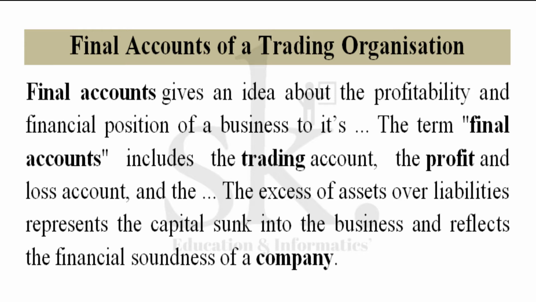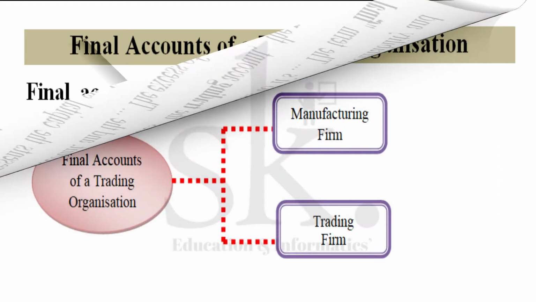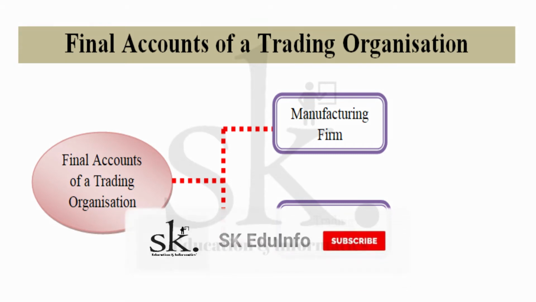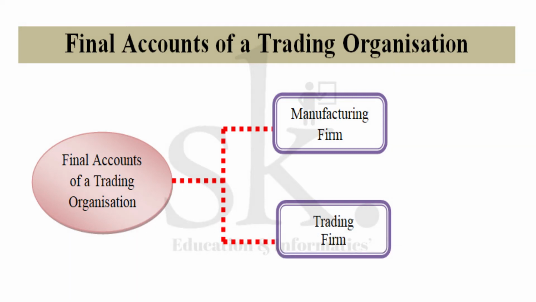Now before we start with the problem on final accounts, we need to understand what type of firm or business we are working with. The type of organization can be a manufacturing firm, or else it can be a trading firm. What do I mean by the term manufacturing firm? A manufacturing firm refers to an organization that manufactures or produces a particular product, as well as does the trading part, which is selling in the market.